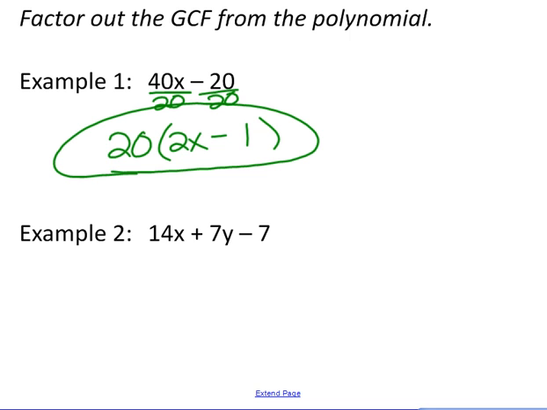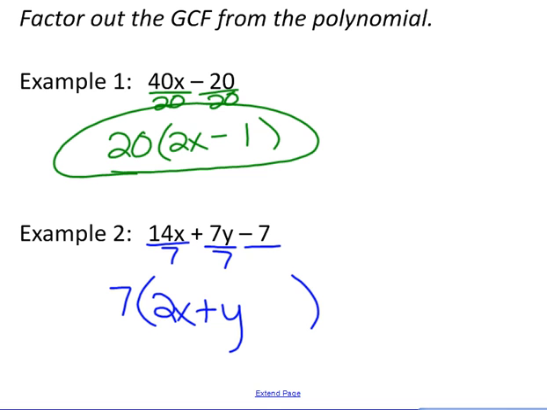If you look at example 2, we want to factor out the GCF. We look for the coefficient, or the number, that they all have in common. The largest number is 7. Notice the first term has an x, the second one a y, and the third one doesn't have any variable. They do not have any variable in common, so we're not going to factor out a variable. When we divide out a 7, we get 2x. Divide out a 7, we get y. Divide out a 7, we get negative 1.